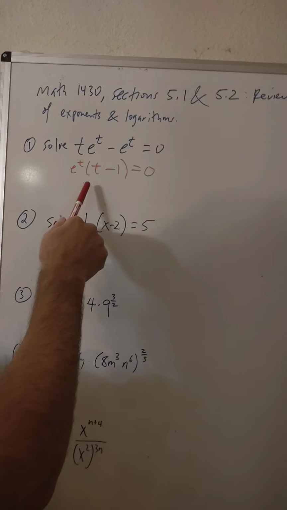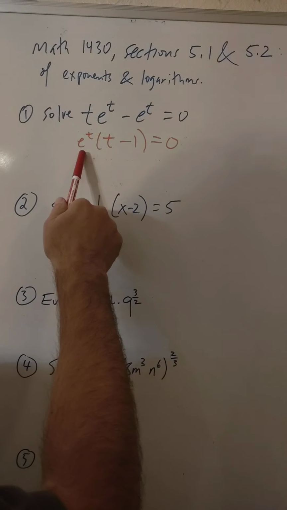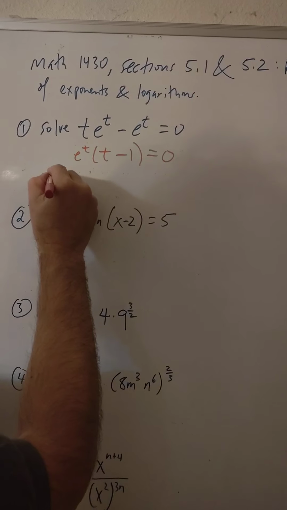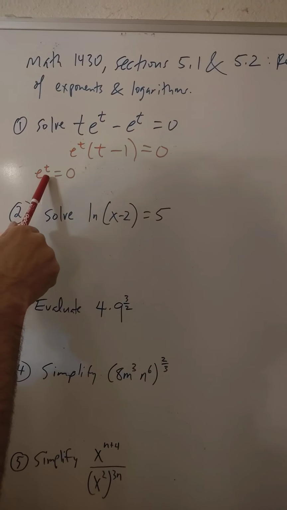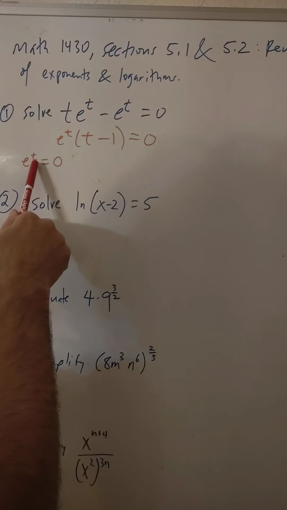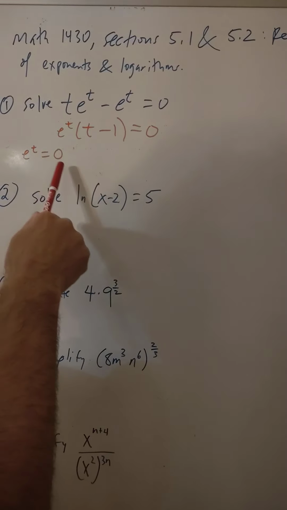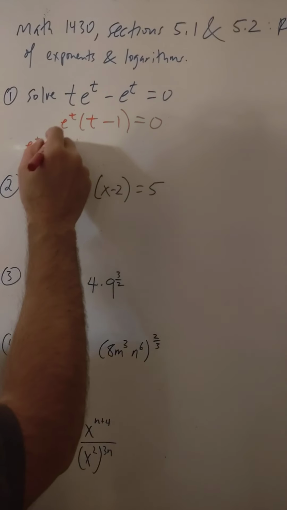Now let's use the zero factor property next. Set each factor equal to 0. When I set that first factor, e to the t, equals 0, there's no real number answer for t here. E raised to any real number will always give you a positive answer. So this is impossible. So reject this one.